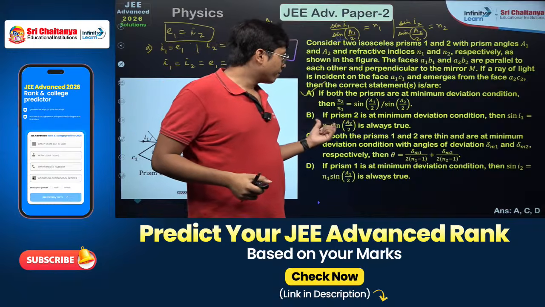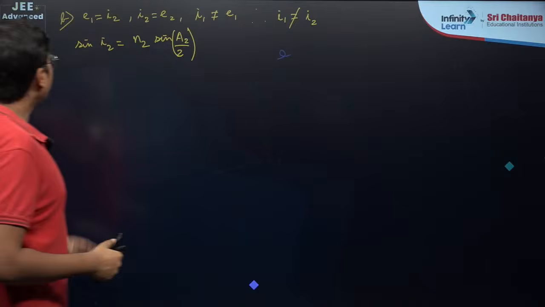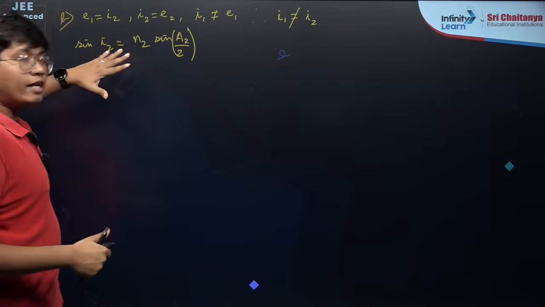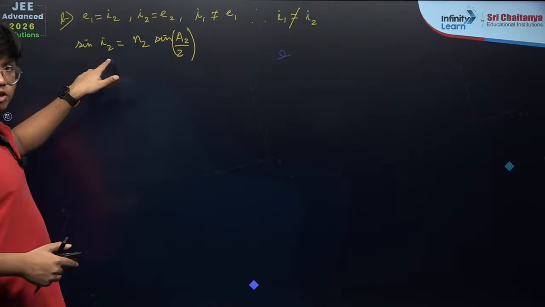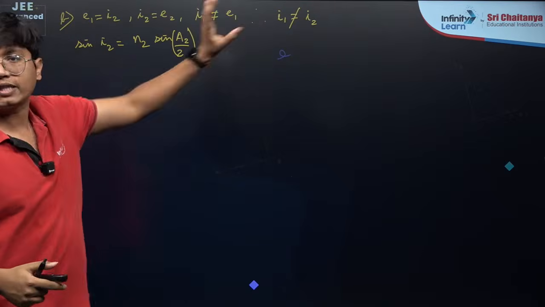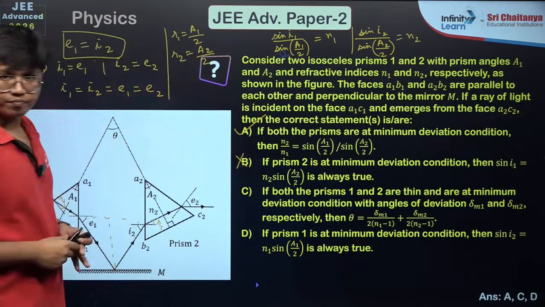The question that they have given is the same, N2 sine of A2 by 2, but they have put sine of I1, meaning they have swapped out I2 by I1. I know that cannot be true. In the previous case, it might have been. Here I know for sure it is not true because I2 is not equal to I1, that is established. So option B is definitely incorrect.